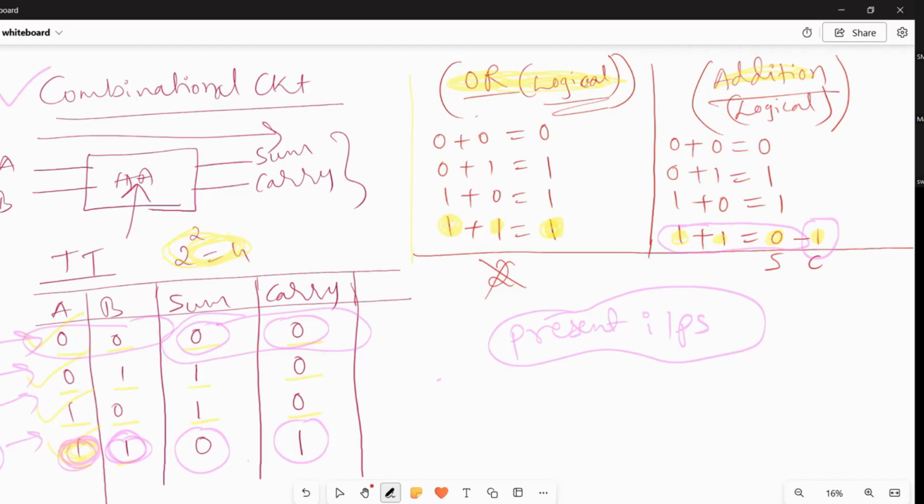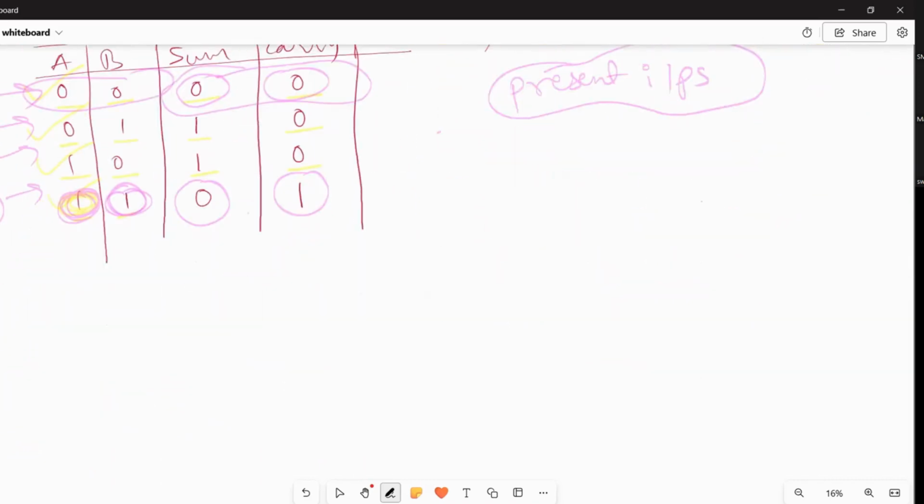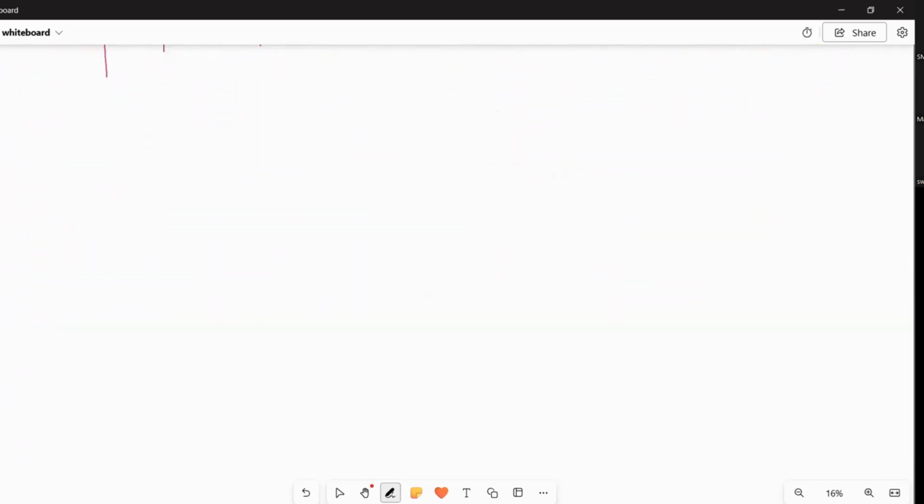Okay, sequential means what? What I said, sequential means the output of the circuit depends on present as well as its previous output. What is the meaning? Let me explain with the help of some diagram.